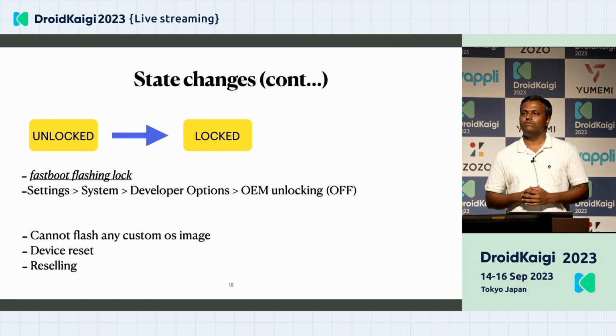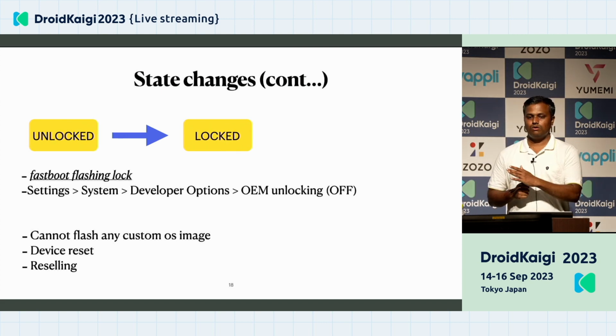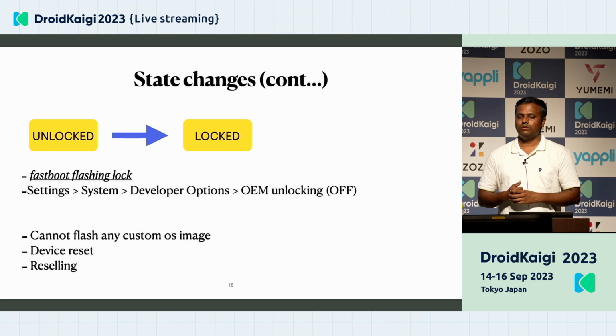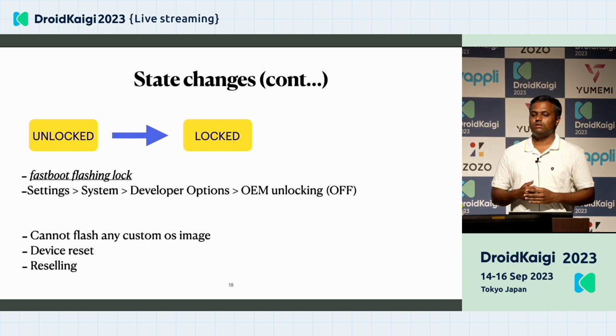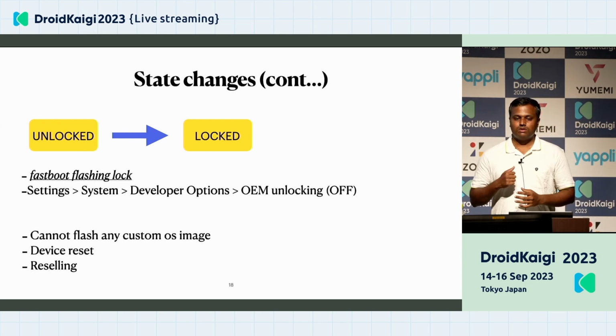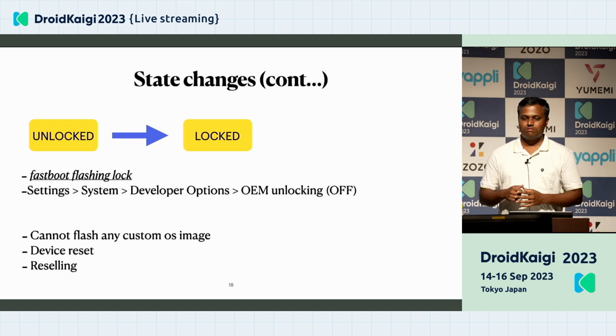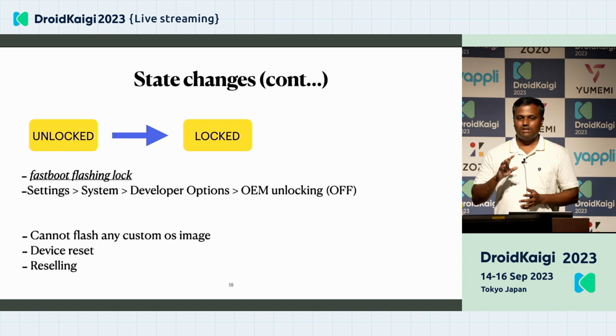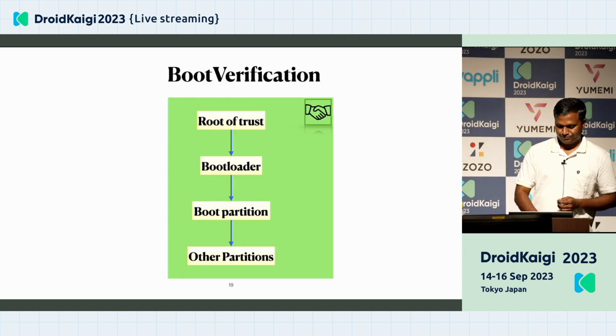What if you wish to revert from unlocked to locked? Execute the fastboot flashing lock command, and then in Developer Options, optionally you can turn off the OEM unlocking menu. After this, you cannot flash any custom OS image on the device. The device will definitely be reset, and this is advised during reselling. When you wish to resell a device, it is recommended to change the state to locked, so that the next buyer won't have any security related issues.